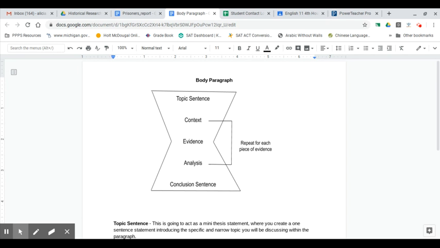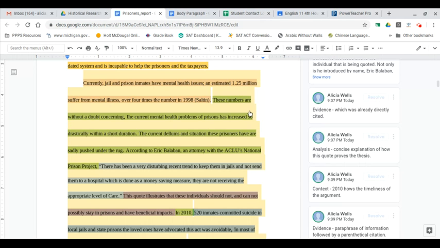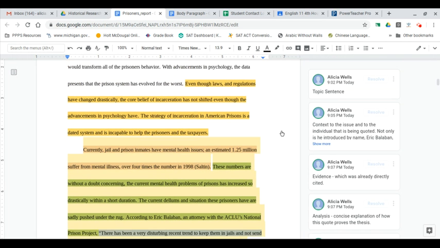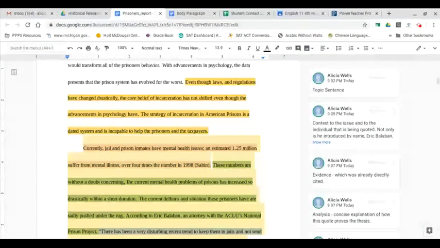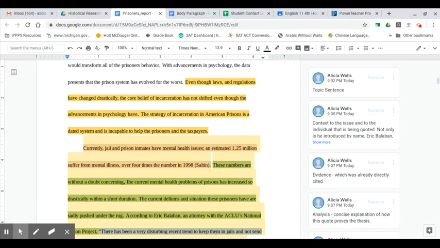This conclusion sentence can be used to wrap up the ideas and main topics of your paragraph, and/or to transition to your next paragraph and topic. But those are kind of the five pieces to a body paragraph. So I also am going to attach an actual student example. And I showed you this when we talked about introductory paragraphs, so hopefully you've seen this.